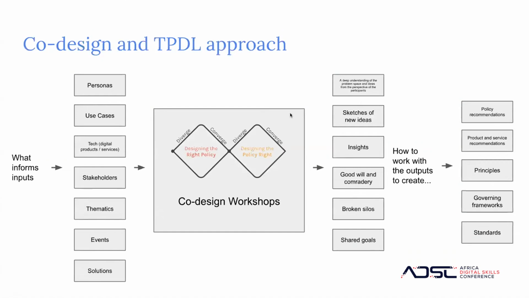And very briefly, this is a summary diagram of how we use co-design and design thinking throughout the process of running a tech policy design lab. And so what you see here is, there are personas, there are use cases. We think about digital products and services. We take inputs from stakeholders, thematics, events, solutions.